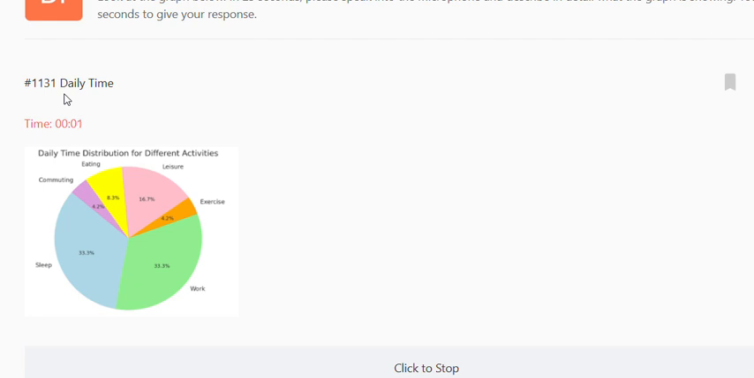The bar chart in front of me represents the daily time distribution for different activities like exercise, work, sleep, commuting, eating, and leisure. From the image, I can see that sleep and work are taking the highest time, which is 33.3% respectively. The second highest distribution of time is for leisure, which is 16.7%. The lowest time taking is for commuting and exercise, which is 4.2%. Overall, the image gives me a good idea about the daily time distribution.